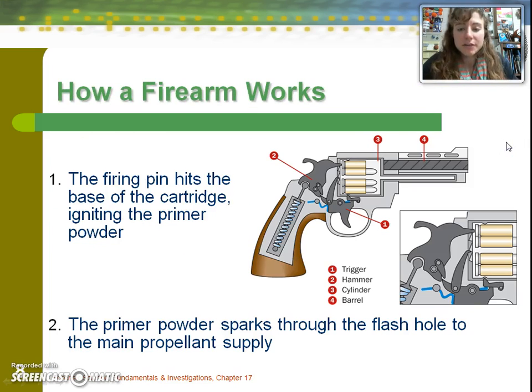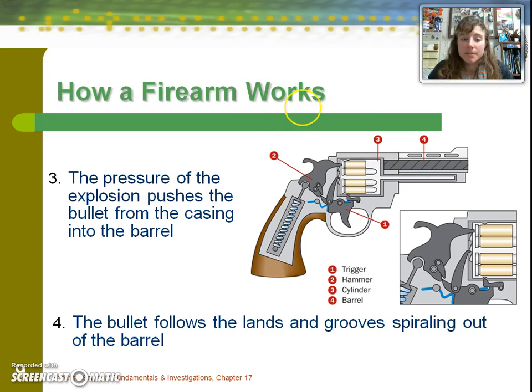So this is a closer look at that process. When the trigger is pulled, step 1, the firing pin, which has been cocked back, quickly releases. The firing pin hits the primer in the rim of the cartridge, and that causes a spark in the primer, and because of the pressure, an explosion, which pushes the bullet from the cartridge into the barrel. And then the bullet follows the lands and grooves that we talked about, spiraling out of the barrel.